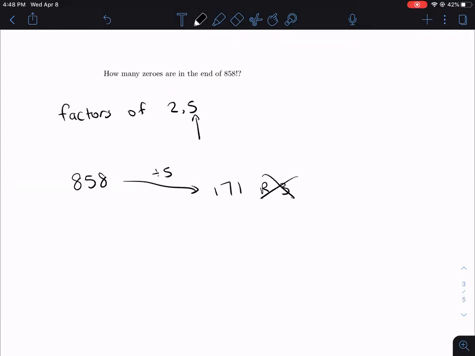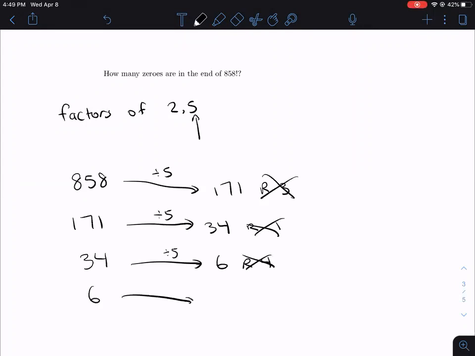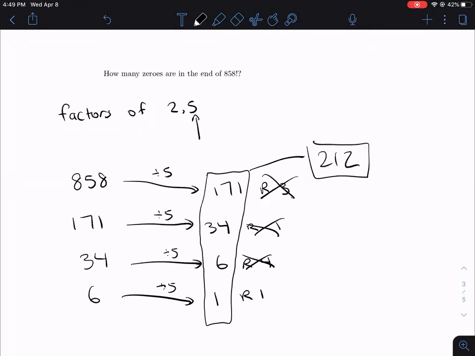And we just continue doing this. This is 34, remainder 1. We take this out. We divide by 5 again. This is 6, remainder 4. And one last time, this is 1, remainder 1. So now we have these numbers, and we add them up, and we get 212. And that's the answer.